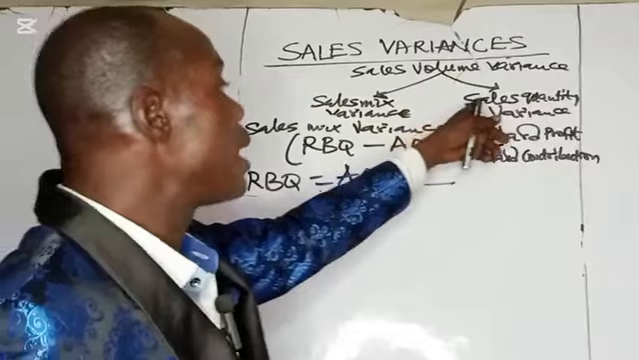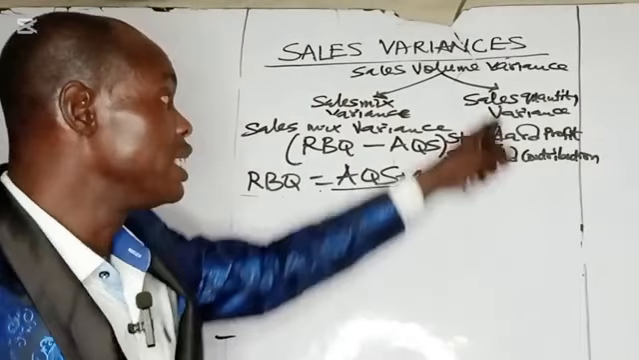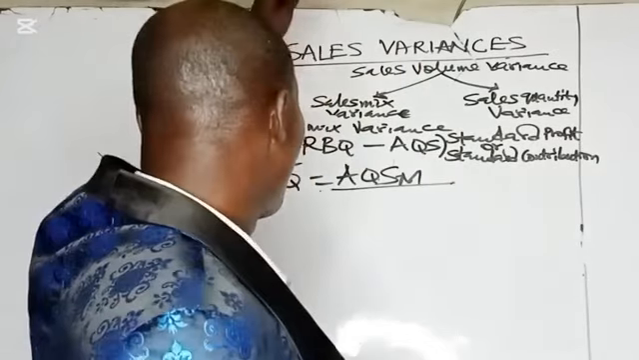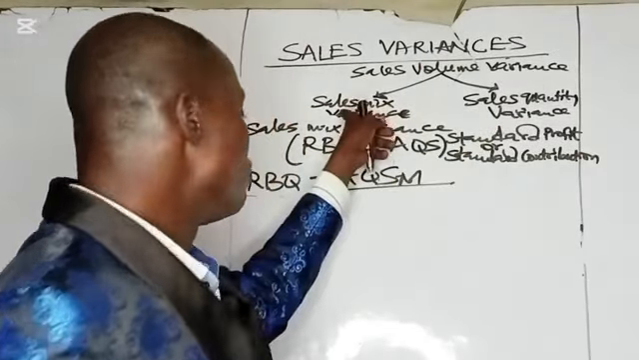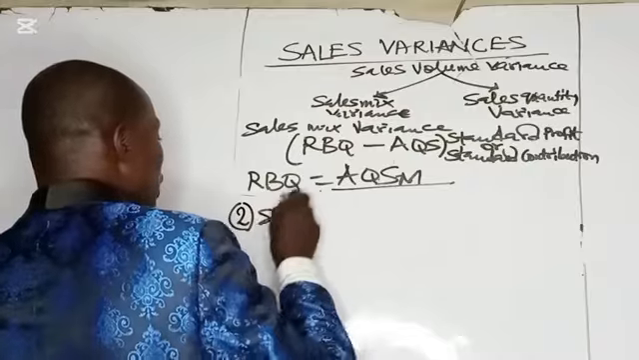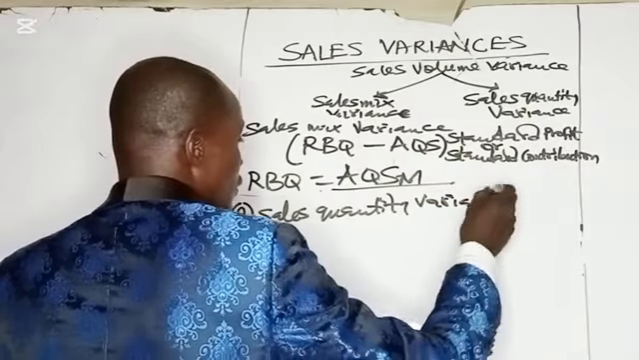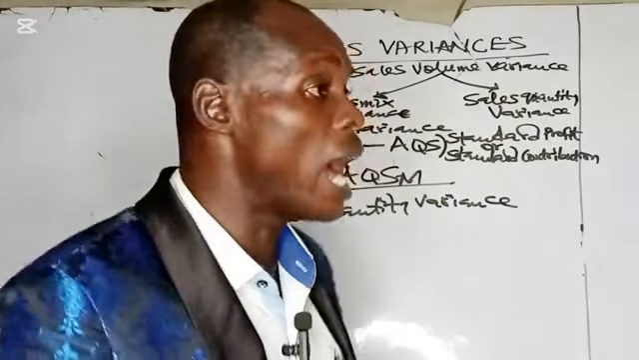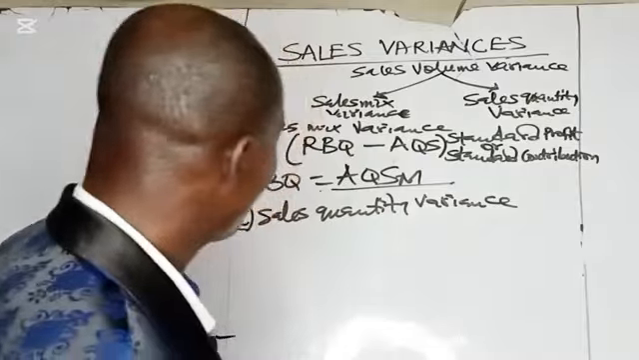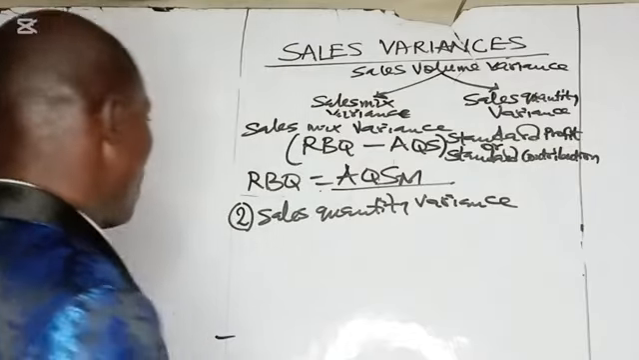Then the second one is sales quantity variance, which is yield variance for materials. If it is material, we talk about material mix and material yield. So this is mix, this is yield. So sales quantity variance. If you have watched my earlier video on material yield variance, I said it is standard quantity based on actual production minus revised standard quantity multiplied by standard price.